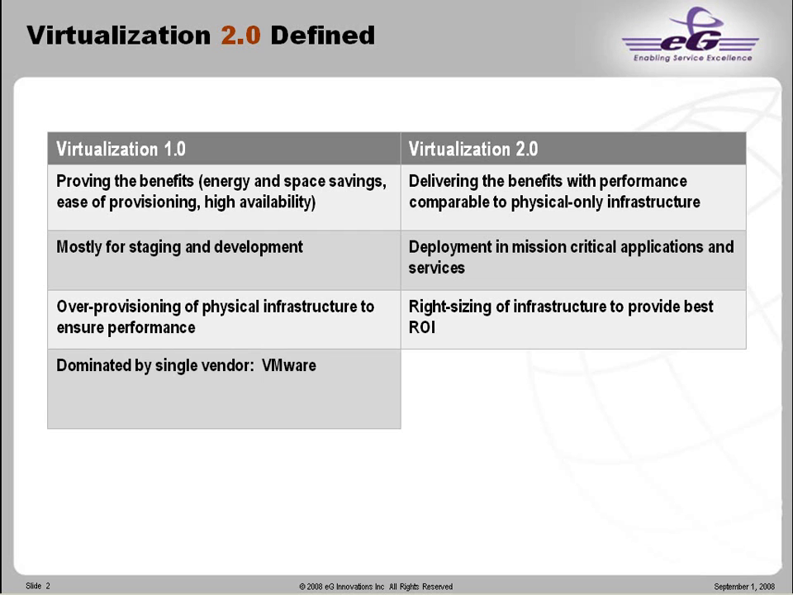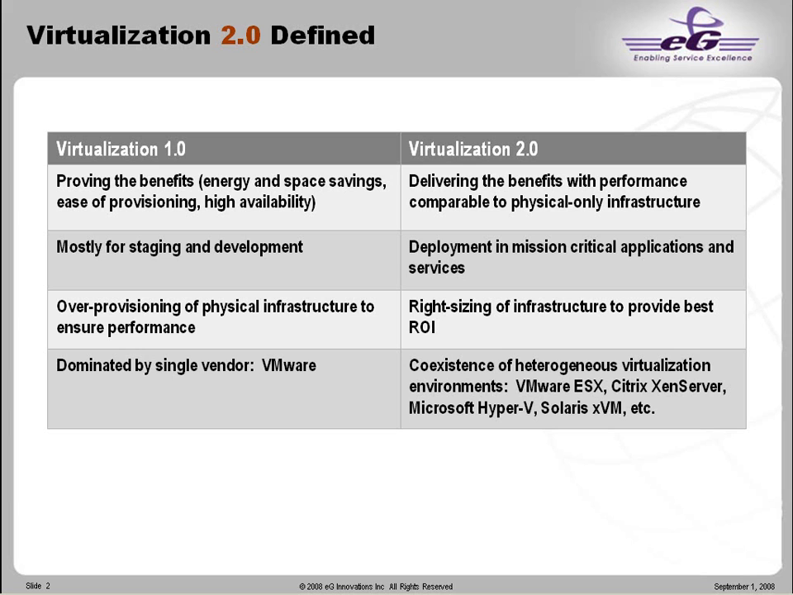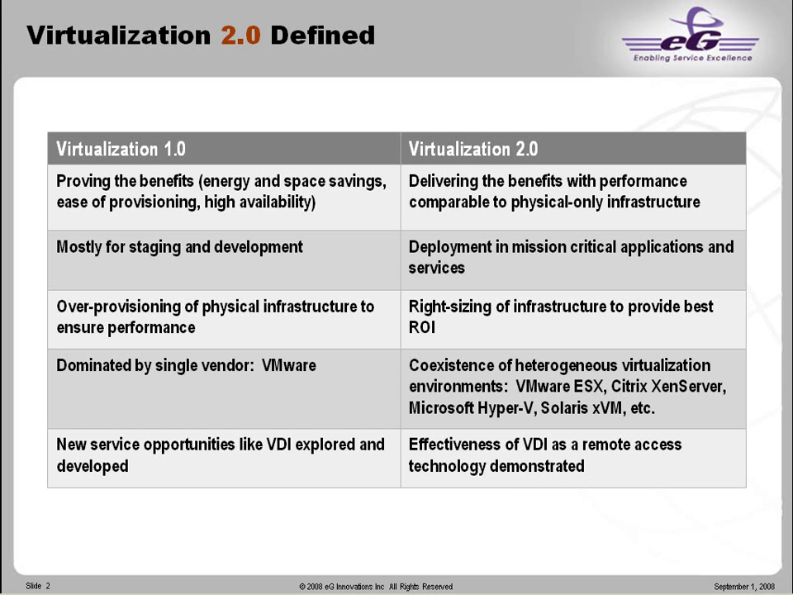Virtualization 1.0 was dominated by a single vendor, VMware. Virtualization 2.0 is characterized by the coexistence of heterogeneous virtualization environments, including VMware ESX, Citrix Xen Server, Microsoft Hyper-V, and Sun XVM. In Virtualization 1.0, new service opportunities like VDI were explored and developed. In Virtualization 2.0, real-world applicability and effectiveness of these technologies will be assessed and demonstrated.